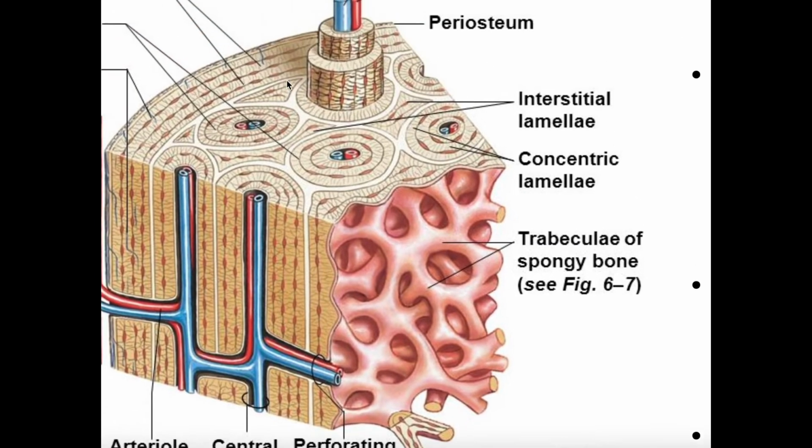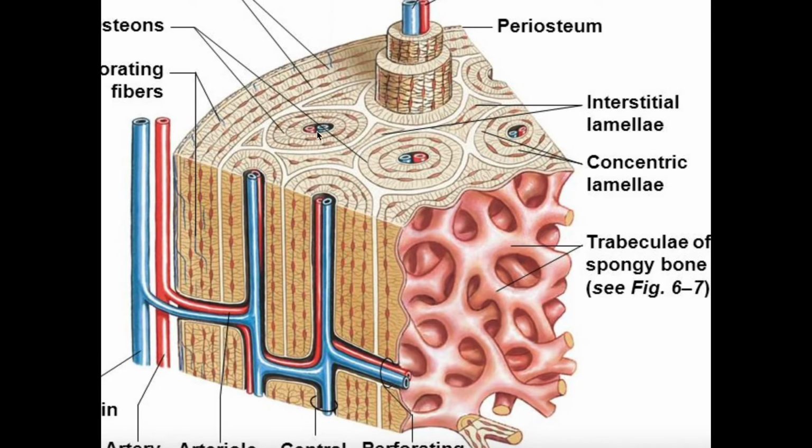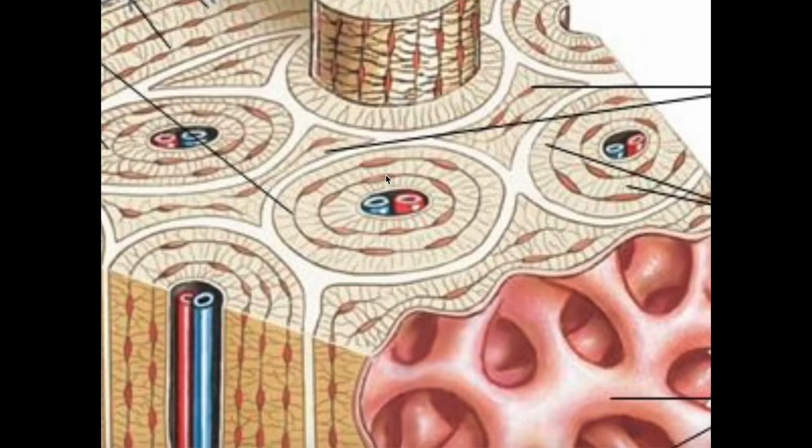A couple other things. Notice that the central canal contains blood vessels. And so these blood vessels are going to supply the osteocytes of each osteon. So the osteocytes are contained in spaces called lacunae. Singular is lacuna. So here's one lacuna. Here's a second one. Third lacuna. Fourth lacuna. It looks like there's 6 lacunae lying in between the first and second concentric lamellae. These lacunae are spaces where the osteocytes actually live.